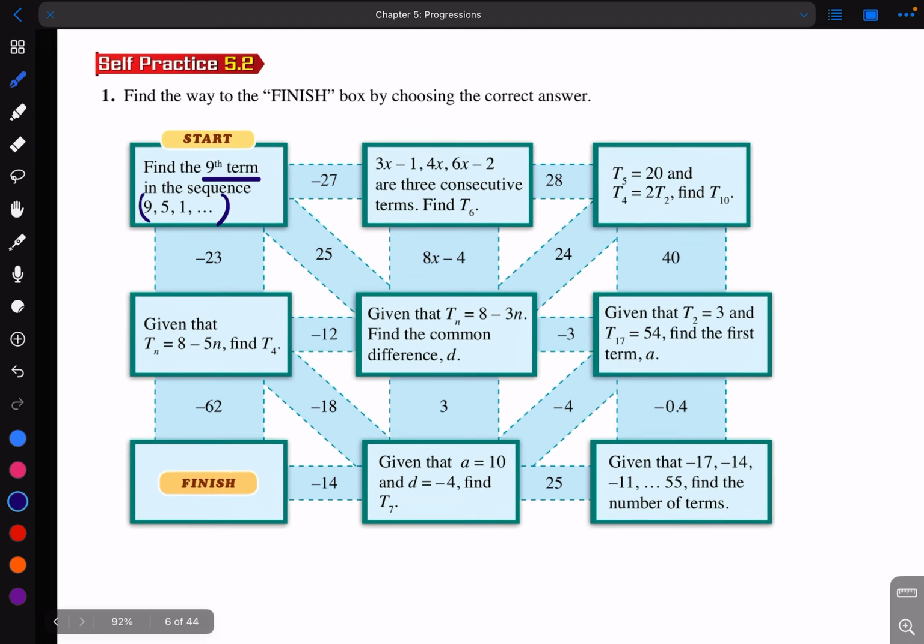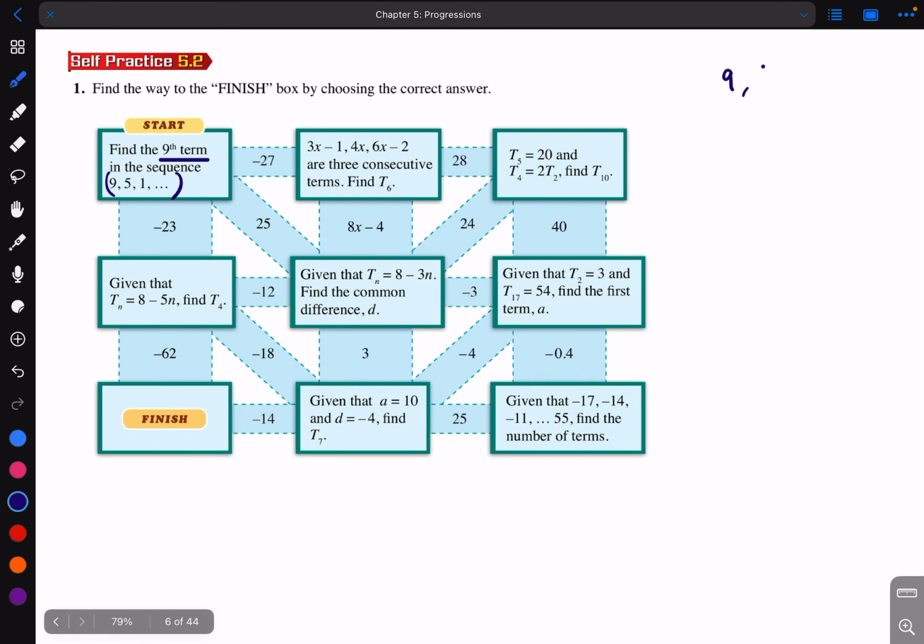So in this sequence 9, 5, 1, we need to find, first we can find the D. The D will be the difference. So 9, it reduces to 5, then it reduces to 1. So looks like it's minus 4, minus 4. So we can say that D is negative 4. And then A is the first term, so A is 9.